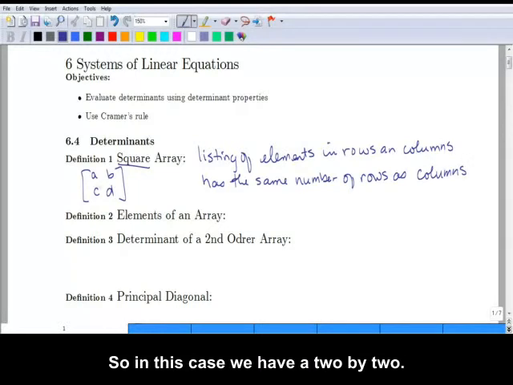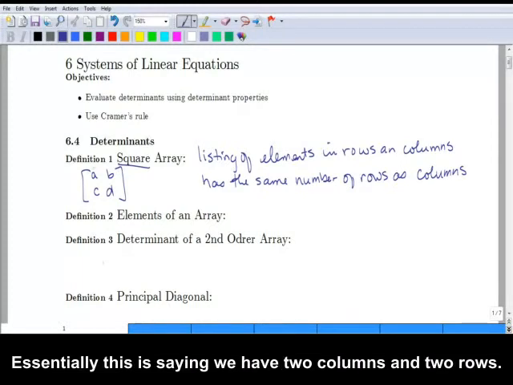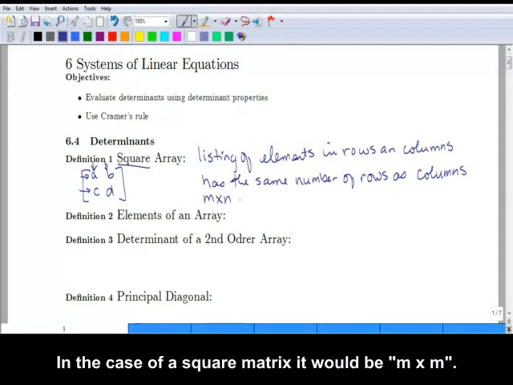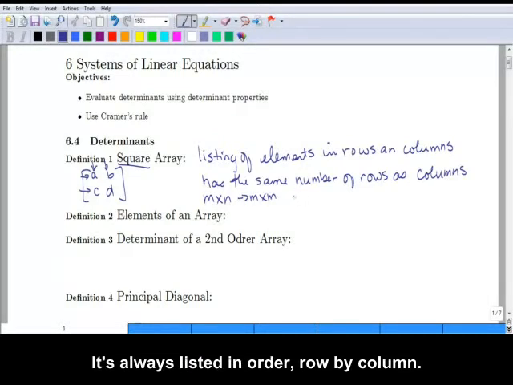So in this case, we have a 2 by 2, we can have a 3 by 3, a 4 by 4. Essentially, this is saying we have 2 columns and 2 rows. And we always list this in the order m by n. In the case of a square matrix, it would be m by m. It's always listed in order row by column.